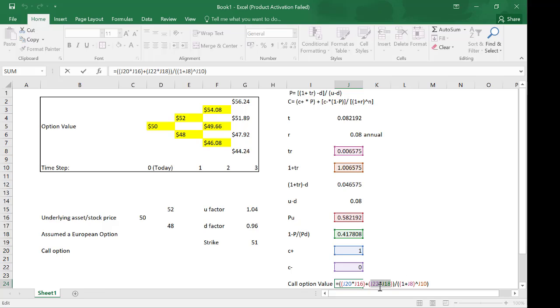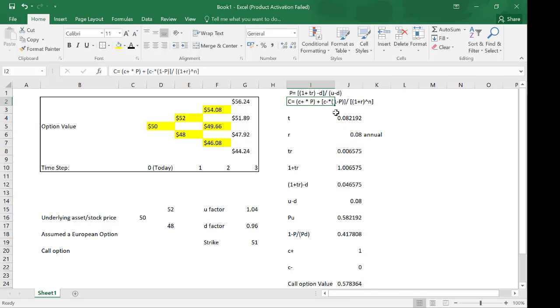So this expression goes to 0, and this expression is only 1, divided by 1 plus J8 raised to J10. This is the formula which I'm using here. C plus times P: C plus is 1, and 1 times the probability of up is 0.582192. So 1 times 1 is 1, times 0.582192 is 0.582192. Then C minus is 0, and 0 times the down probability is 0.